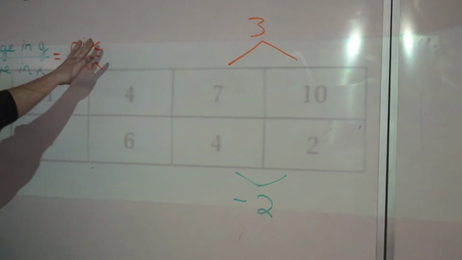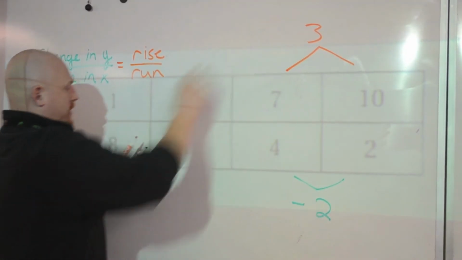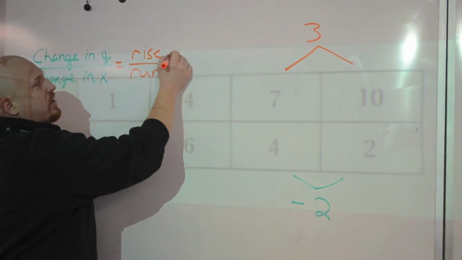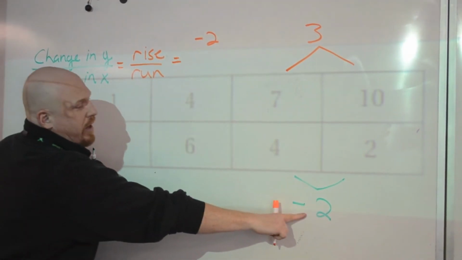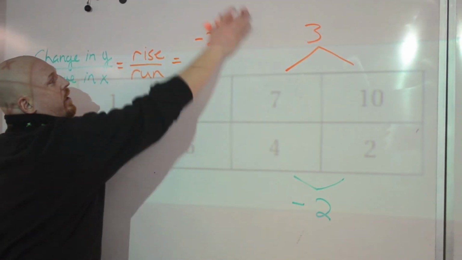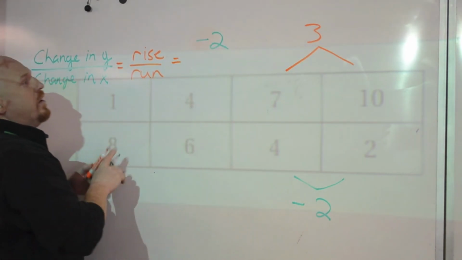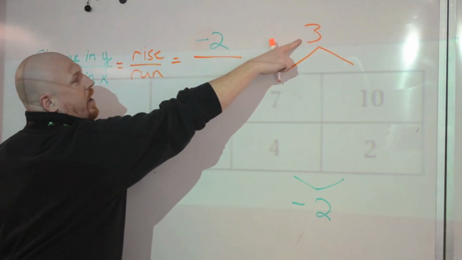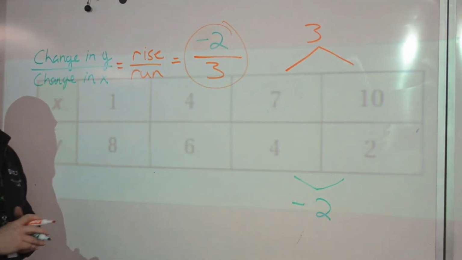Still use our same concept though. We're going to put our change in y divided by our change in x. So we end up with the slope of -2. That was our change in y from down here. Let me use green for that. -2 divided by our change in x, which was 3. And we're going to leave our slope just like that this time.